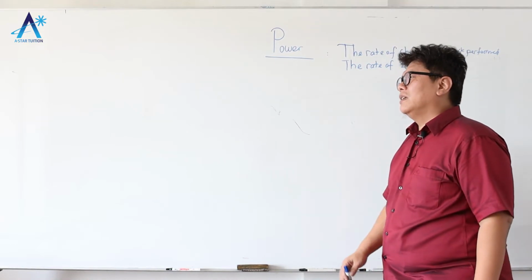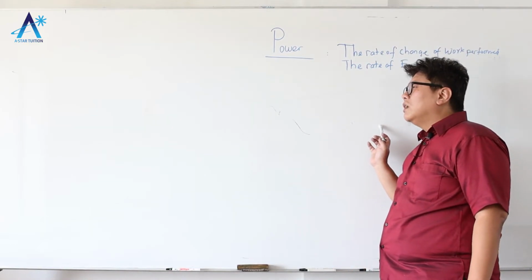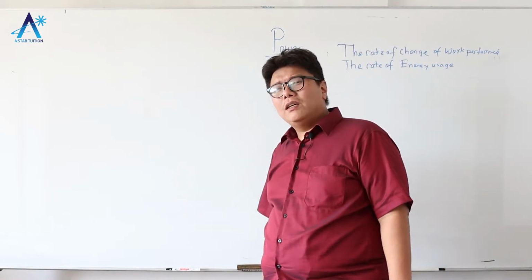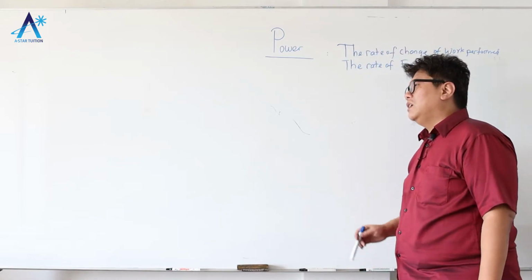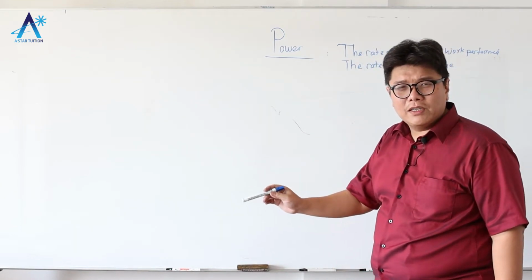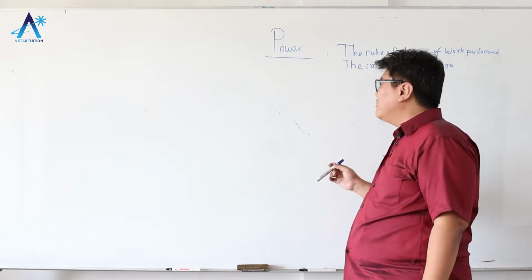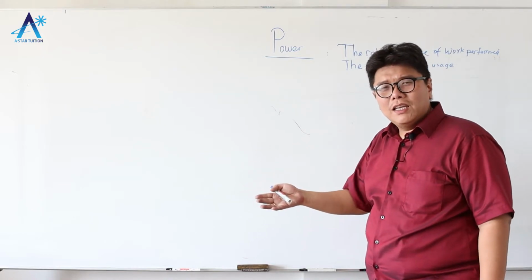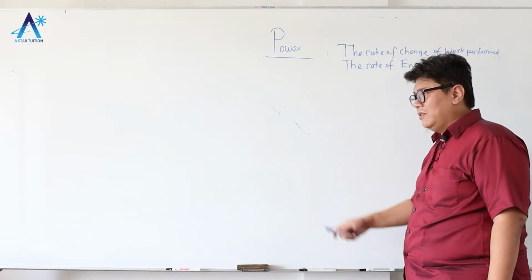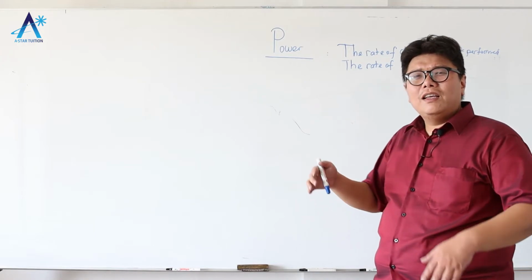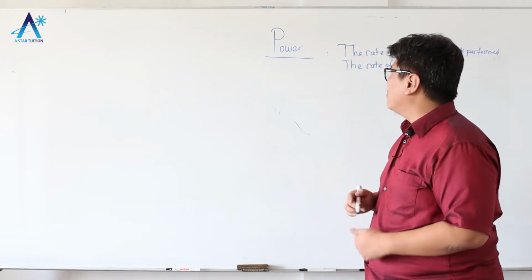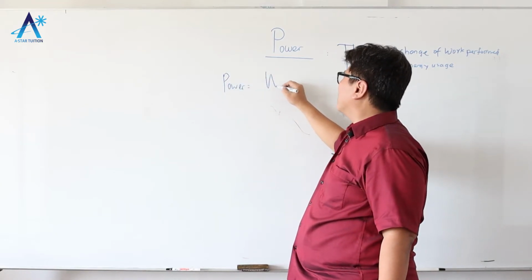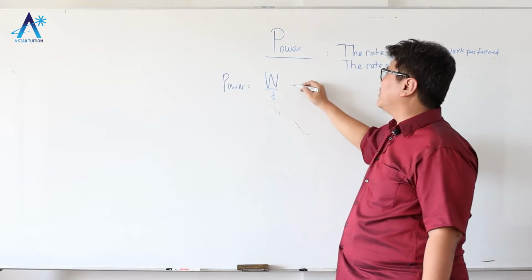Another example would be someone who uses the same amount of energy to walk 1 kilometer as he would to run 1 kilometer. So the energy required is the same. It's just that the power will be greater for the person who is running, because the person needs to expend the energy in a smaller amount of time. So based on that, power can be written as work per unit time or energy per unit time.